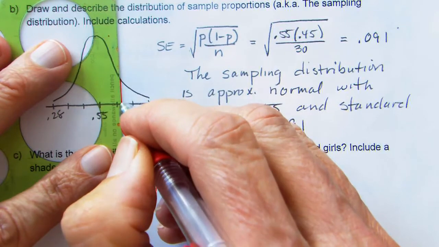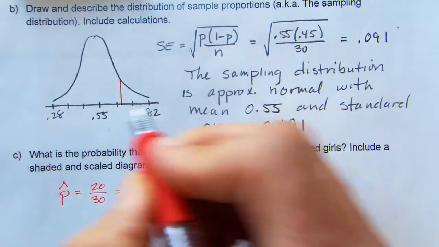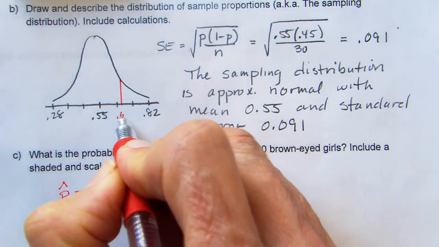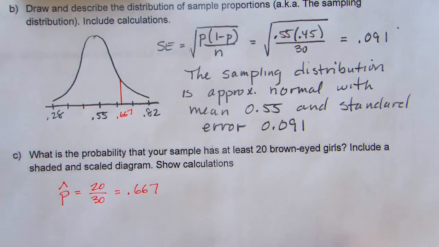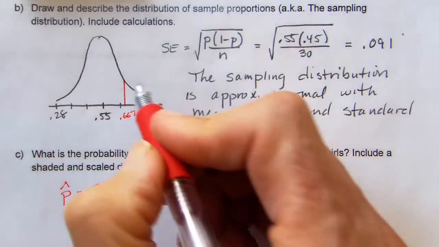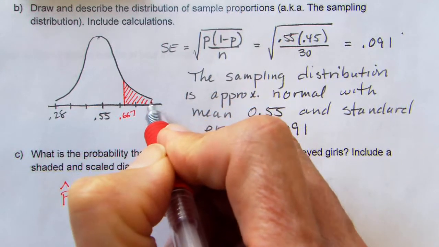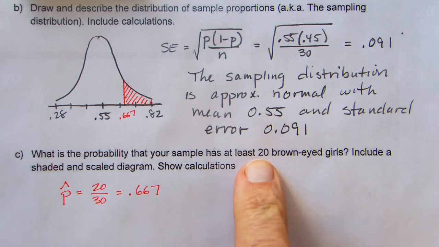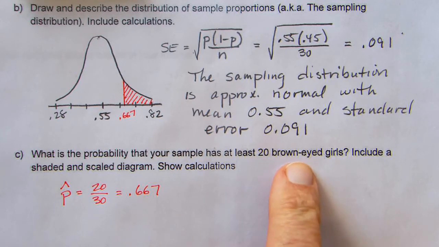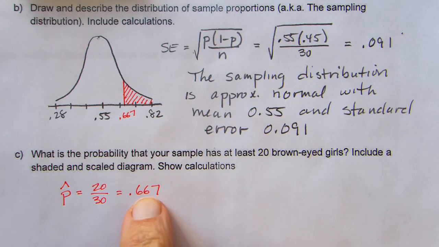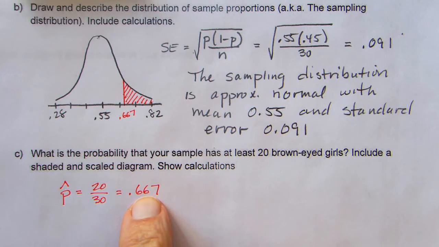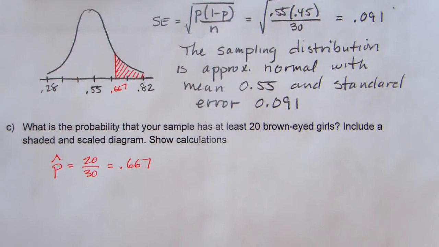So right about there is where I expect 66.7% to be. And we're wondering, well, what's the chance of getting this proportion, or one perhaps that's even greater, right? At least 20 brown-eyed girls means 20 or more. So from a percentage standpoint, 66.7% or higher that have brown eyes. And so we now want to figure out, well, how much is this space right here?